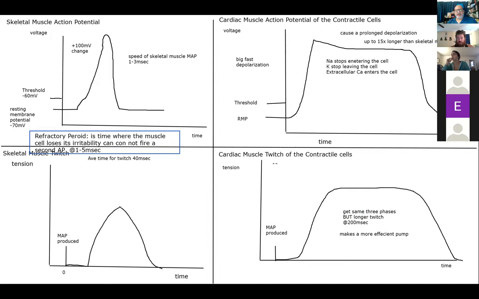Which brings us to that refractory period. Our cardiac muscle cell also has a refractory period. Remember, the refractory period is the amount of time where the muscle cell loses its irritability and can't fire a second action potential, and it can't form a second twitch. And our refractory period for our cardiac muscle cell is more than 250 milliseconds. What does that tell us?